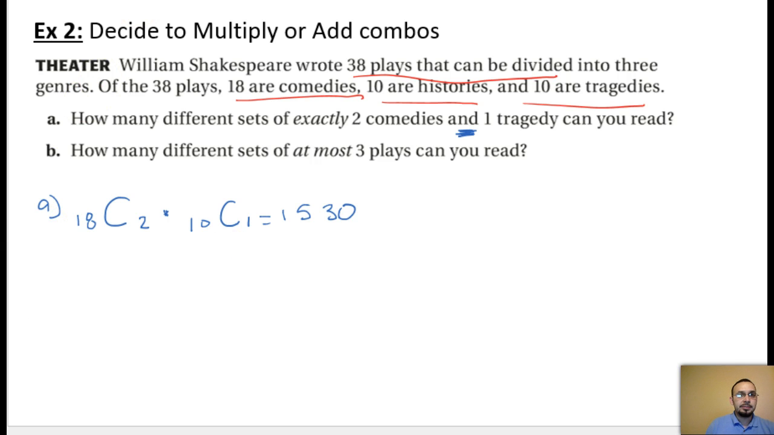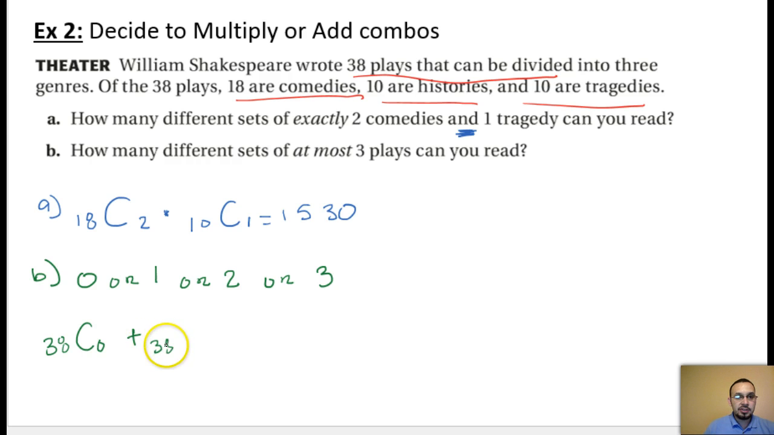So now let's take a look at B. For B, it says how many different sets of at most 3 plays can you read? At most. So at most means I can be lazy and read none, or I can read 1, or I can read 2, or I can read 3. But what does or mean? Or means that I add. So if I go to write my combinations, I have 38 plays to choose from. I can read none. Or I have 38 plays to choose from. I can choose 1. Or I have 38, choose 2.